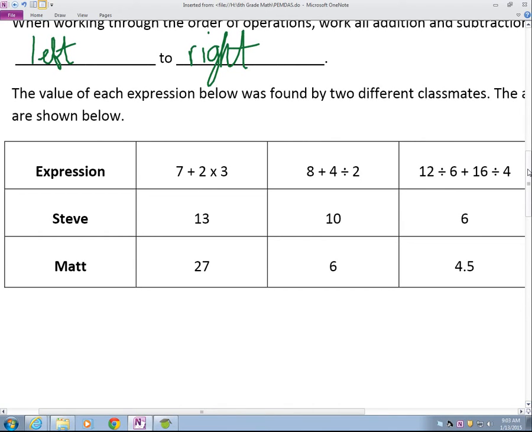Then we have my. What do we got? Multiplication. Exactly. Do we have any multiplication there? We sure do.